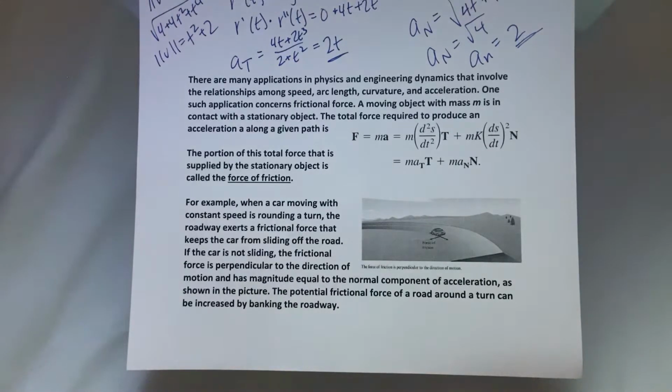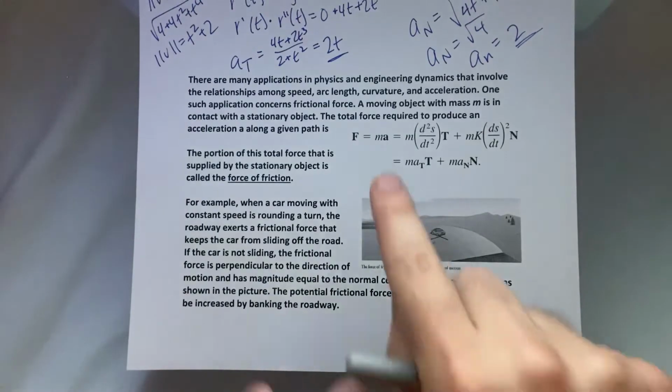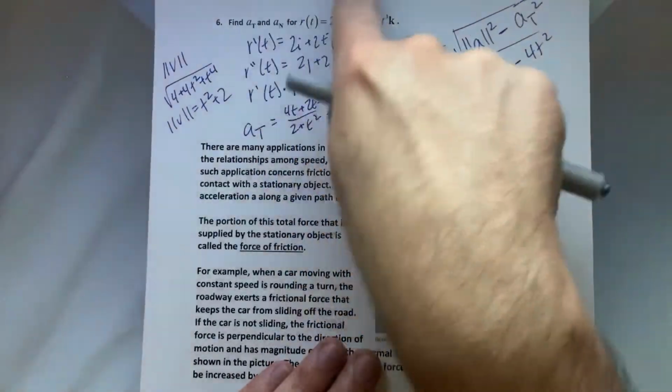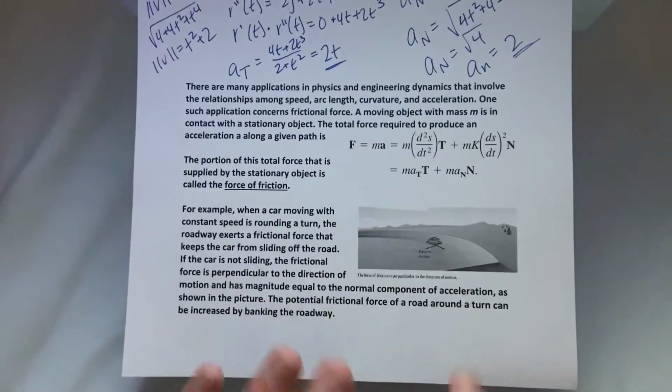A moving object with mass m is in contact with a stationary object. For example, a car going around a track. The total force required to produce an acceleration a along a given path is F equals mass times acceleration. But we know acceleration is this other formula. So mass times the second derivative of s with respect to t times our tangential vector plus mass times, I'm basically just substituting for a the function of a up here, which we had.